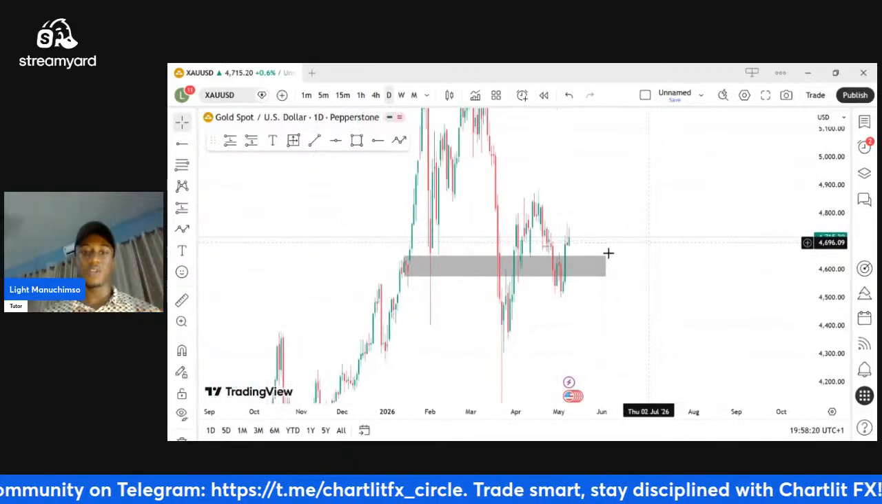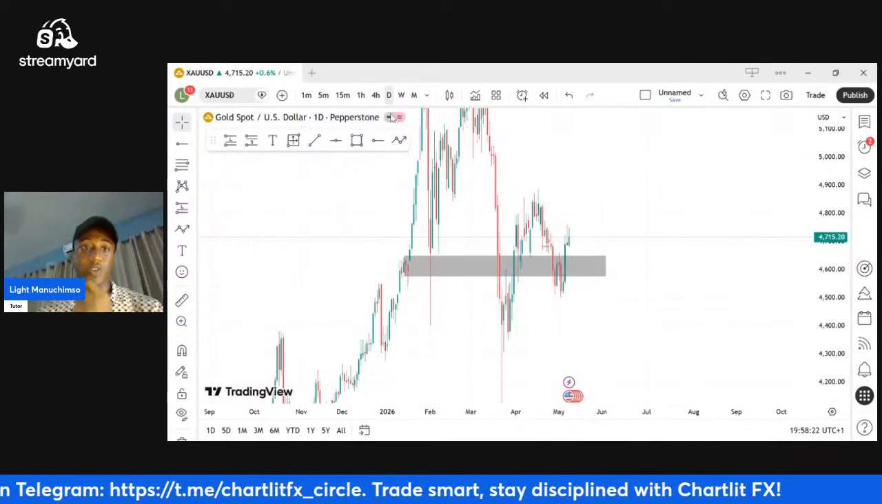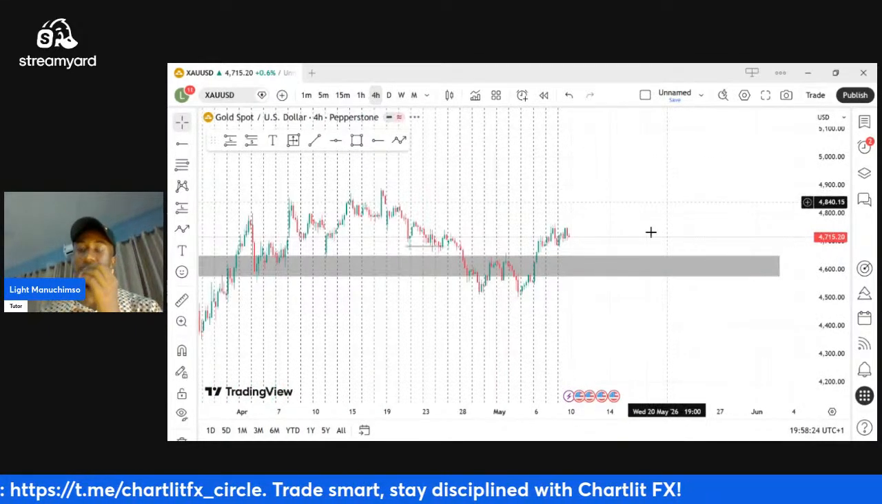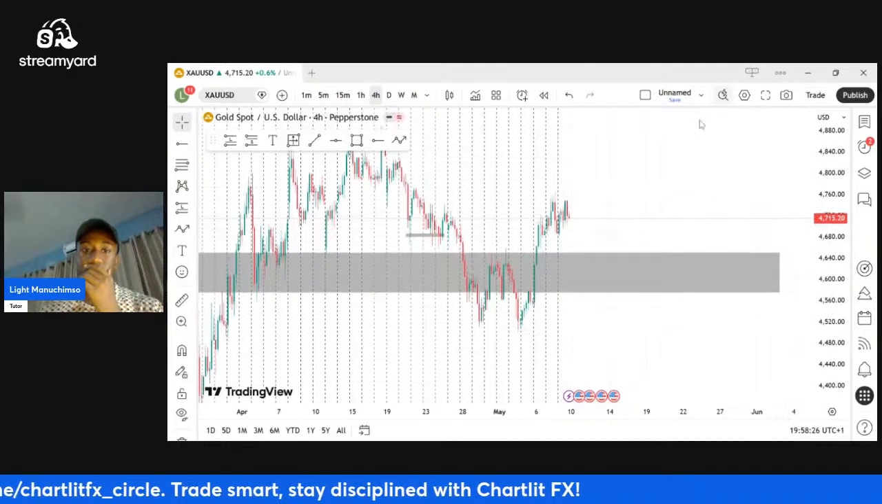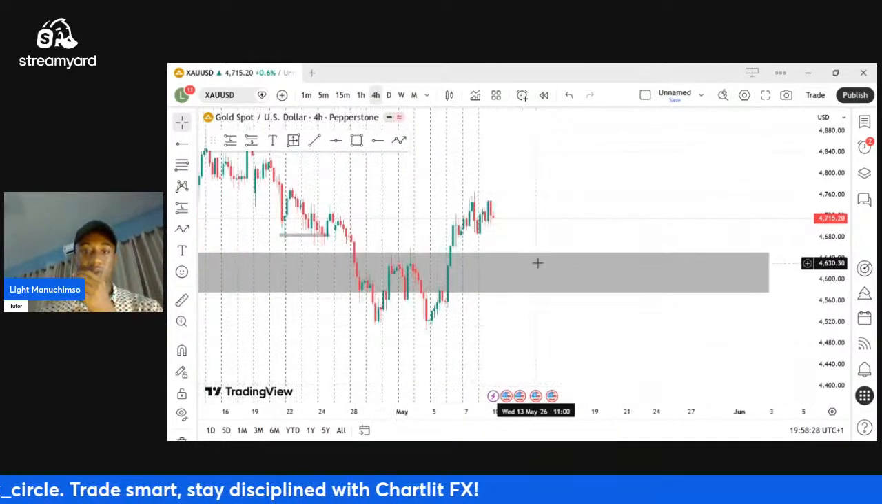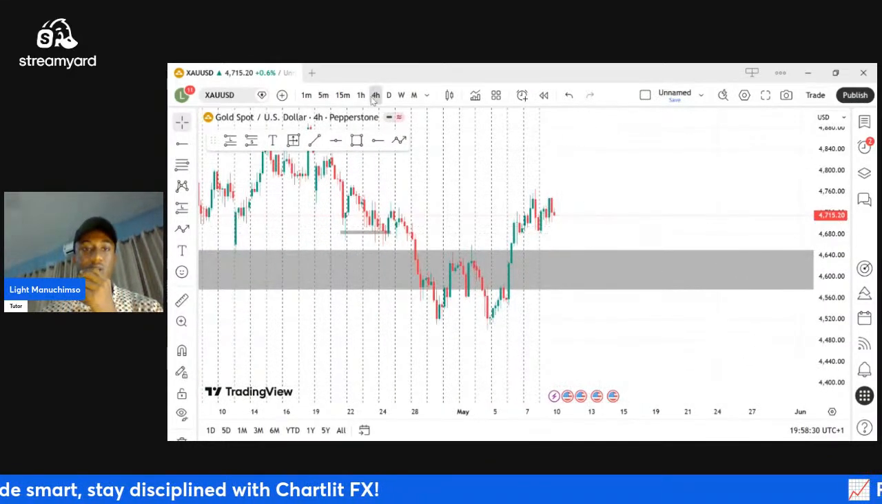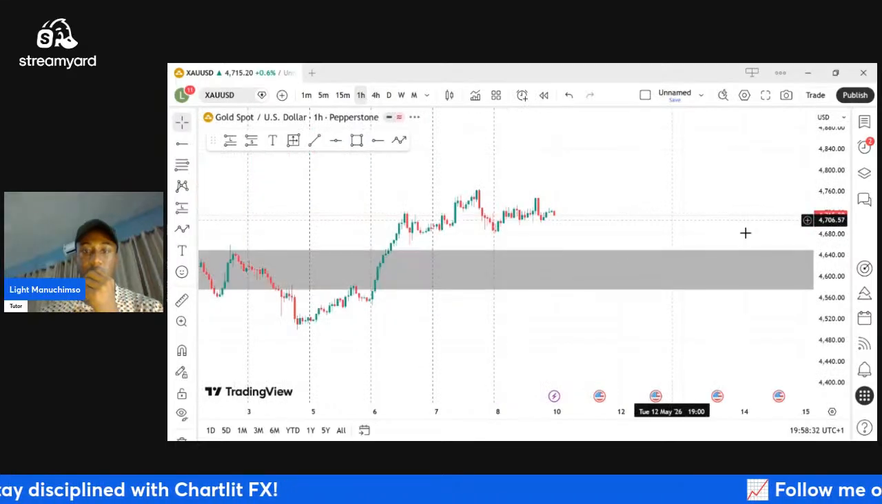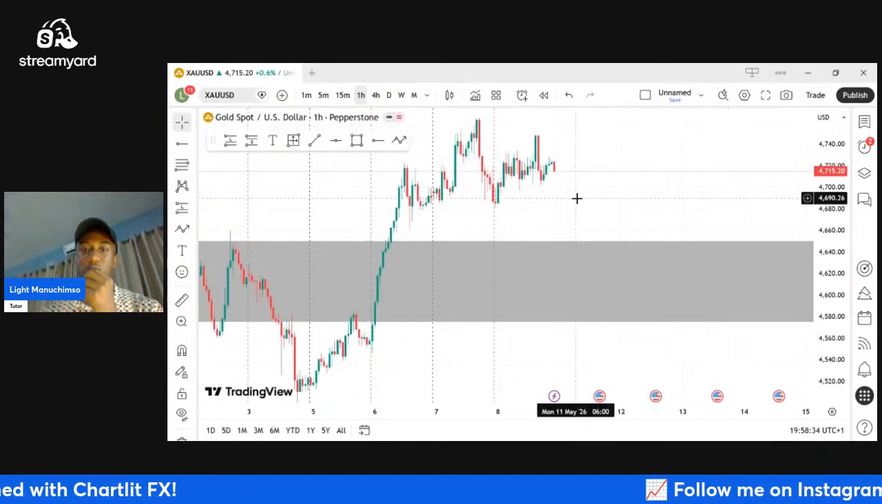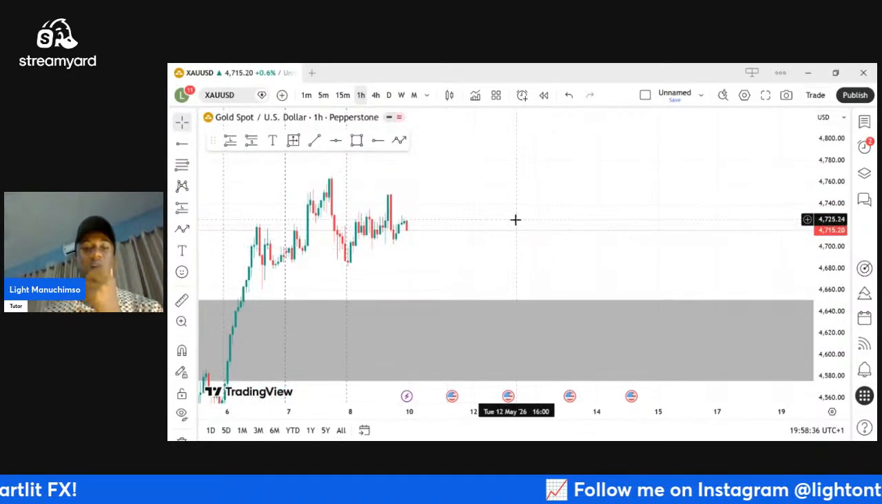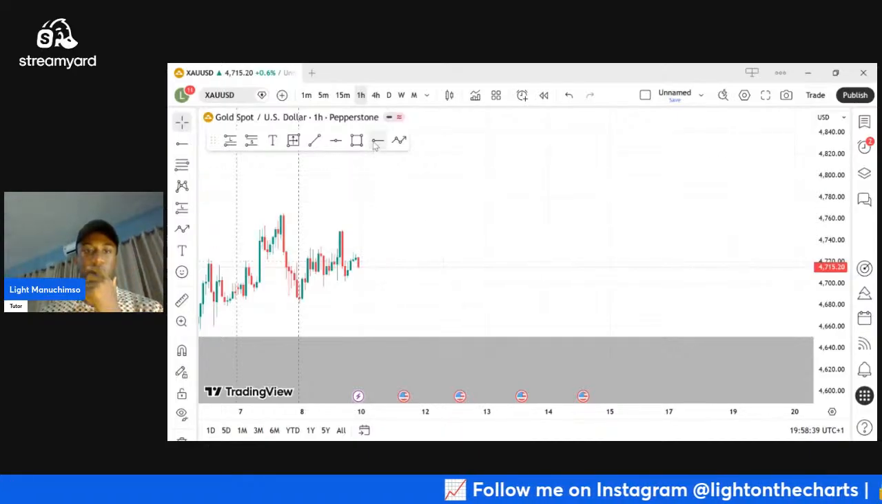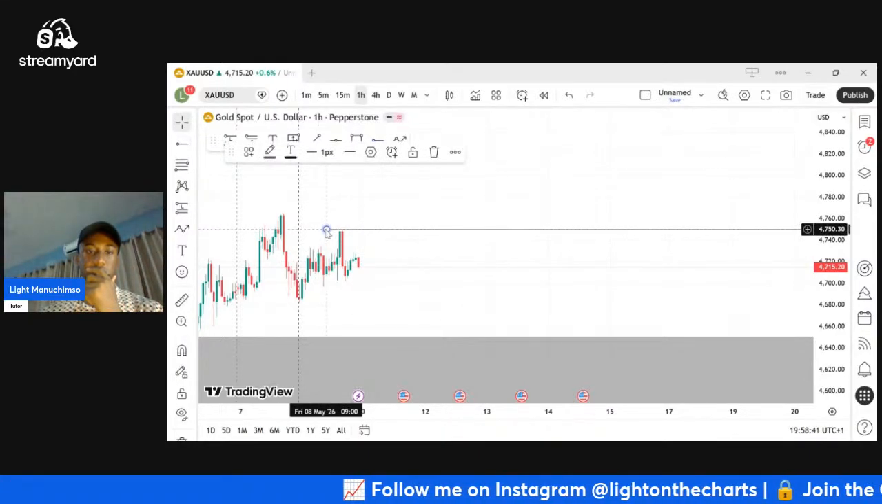So on the daily, I've seen that it's rejecting on my POI zone, so I have that marked out on the daily. If you go down to the 4 hour, I see that the uptrend is continuing. The 1 hour is where I get to mark my level: the previous day's high and low. Now, this is the previous day's high because today is Friday.